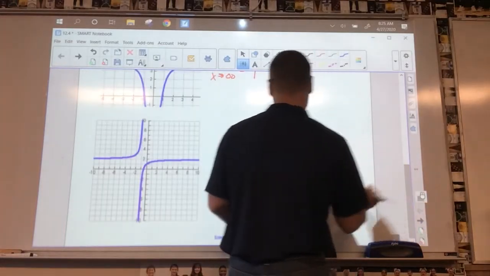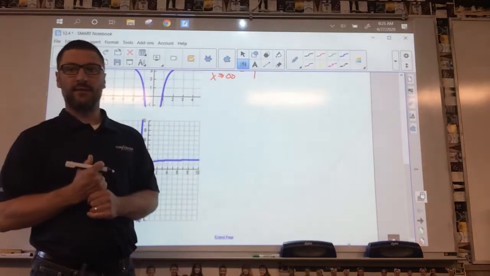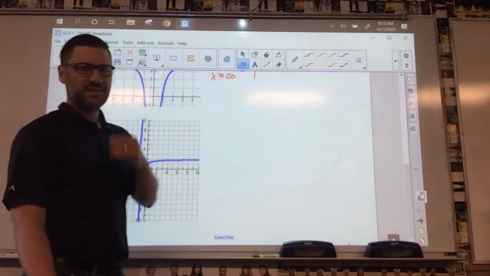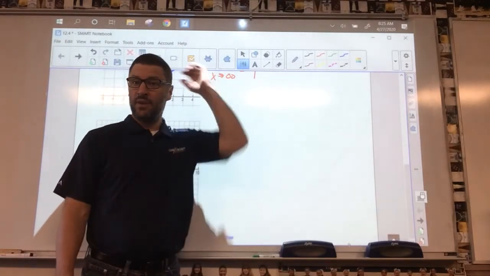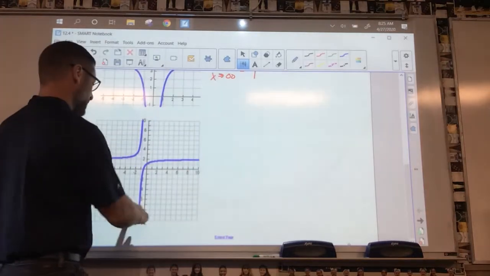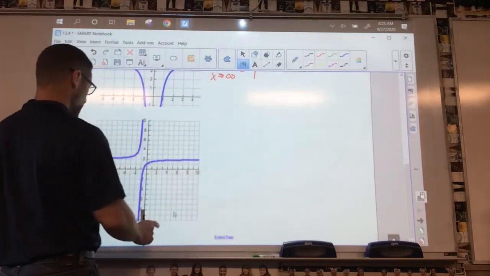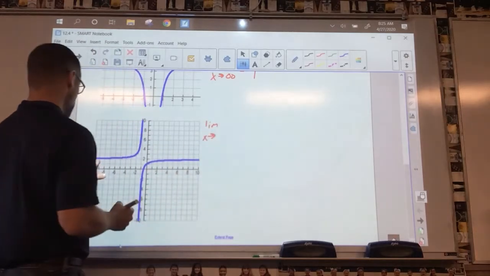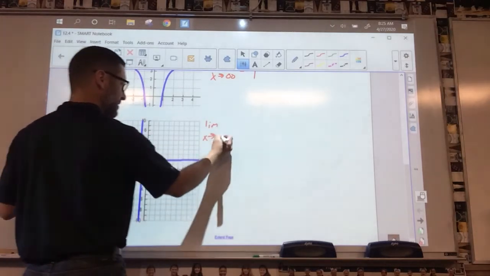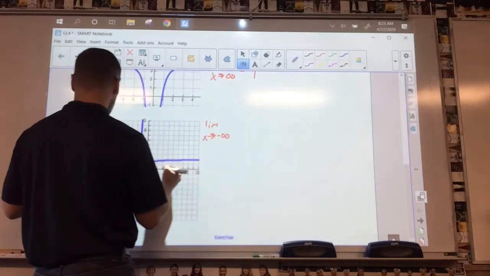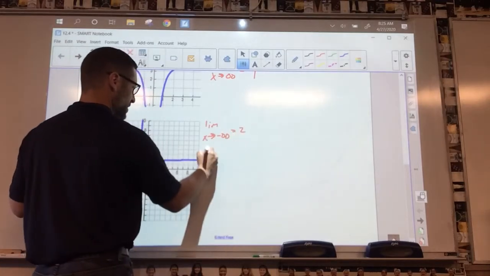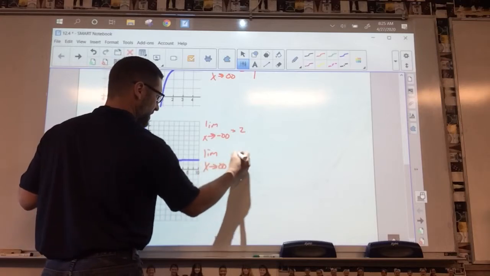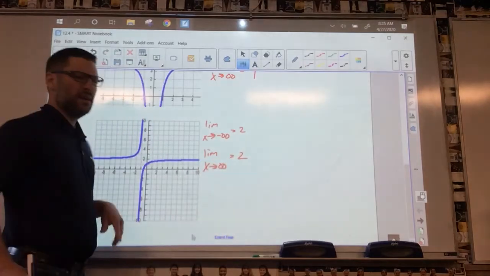There are many times you notice the limits at positive infinity and negative infinity are the same. That happens a lot, especially on these rational graphs. It won't happen all the time, but it will happen a lot. So let's go to the right. Let's go to the left. The limit as x goes to negative infinity is positive 2. And the limit as x goes to positive infinity is also positive 2.